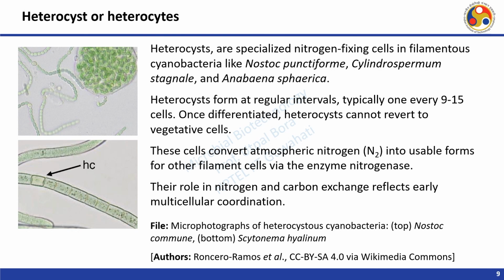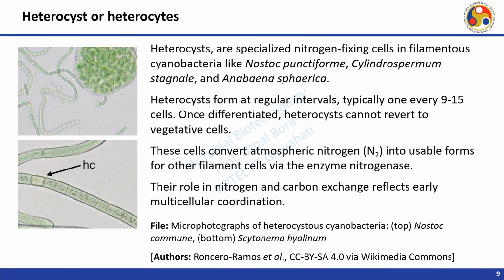Heterocysts. Heterocysts are specialized nitrogen fixing cells in filamentous cyanobacteria like Nostoc punctiforme, Cylindrospermum stagnale and Anabaena sphaerica. These heterocysts form at regular intervals, typically one every 9 to 15 cells. So, you can see here the heterocysts getting formed. Once differentiated, heterocysts cannot revert to vegetative cells. So, this differentiation is unidirectional.